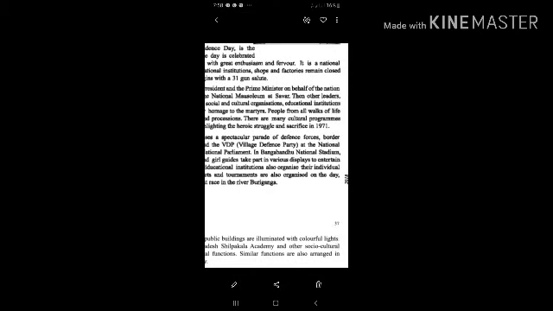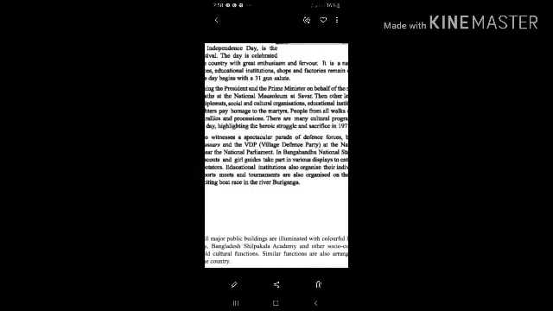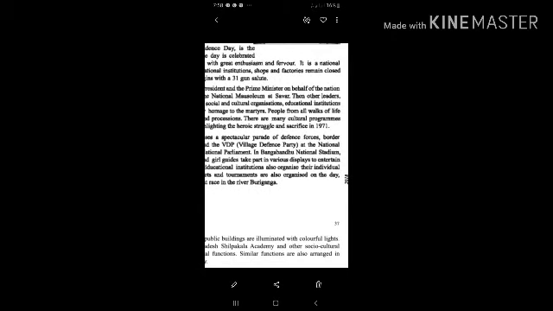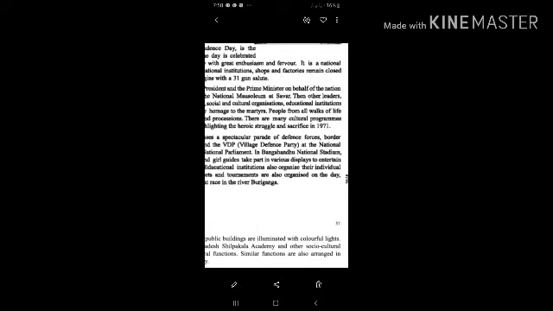There are many cultural programs throughout the day highlighting the heroic struggle and sacrifice in 1971. It is also a spectacular scene. The people all over Bangladesh wear a festive look. They discuss different programs about our freedom fighters, about our historic struggles, about the sacrifice of the freedom fighters in 1971.